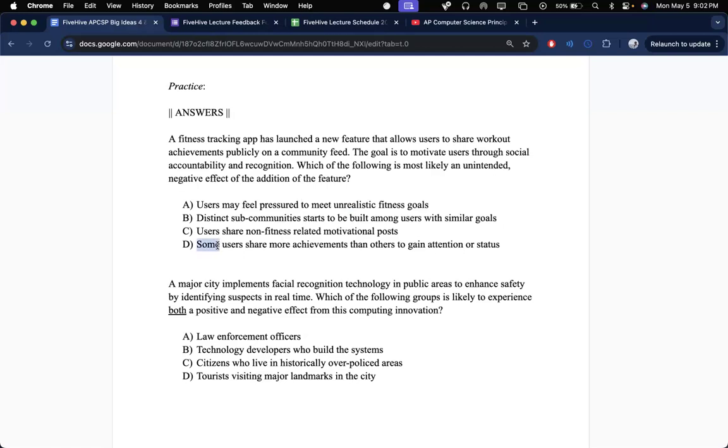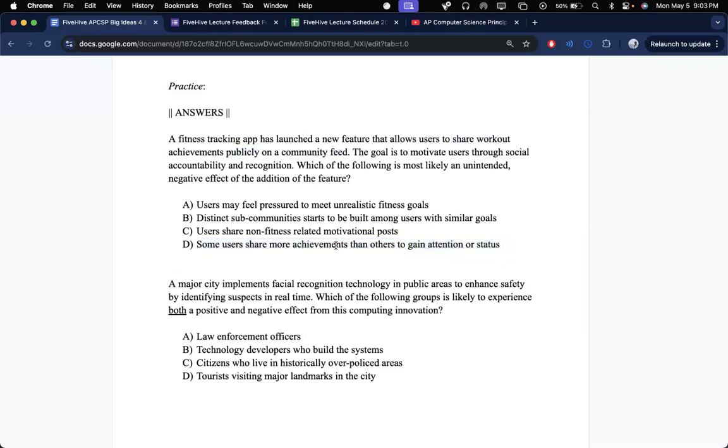But some of us were wondering why D is not a right answer as well. And the answer is because, let's take a look. Some users share more achievements than others to gain attention or status. Well, the whole goal of the feature was to allow users to share workout achievements publicly on a community feed, right? So this is literally the goal that we're trying to achieve, right?